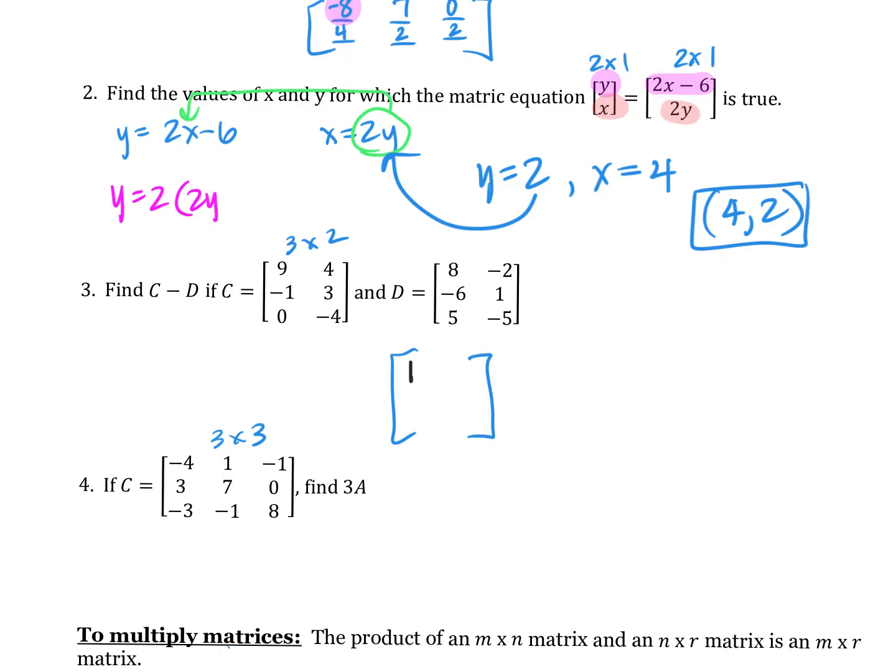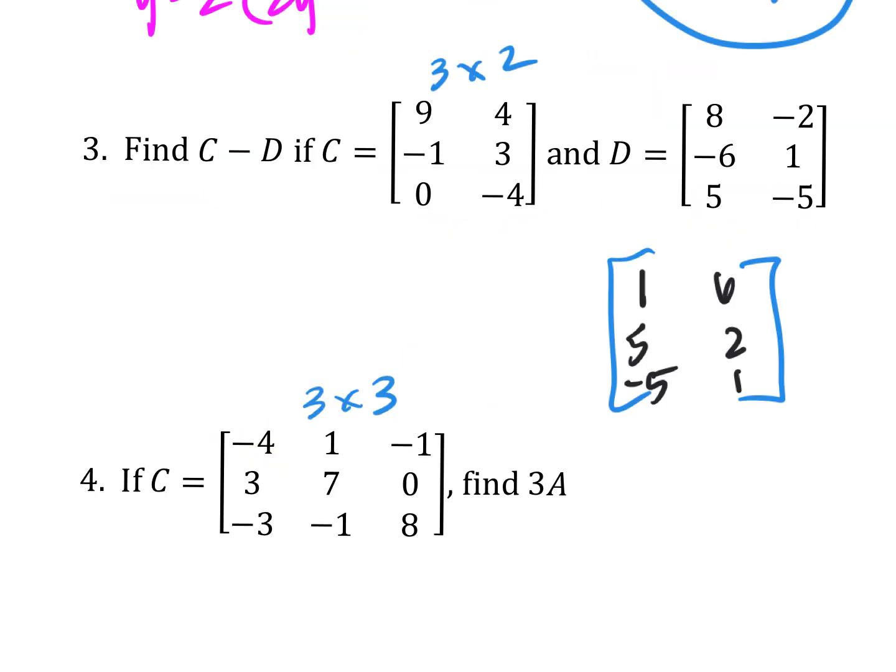9 minus 8. 4 minus negative 2. Okay, we feel okay. Adding and subtracting matrices, easy breezy.